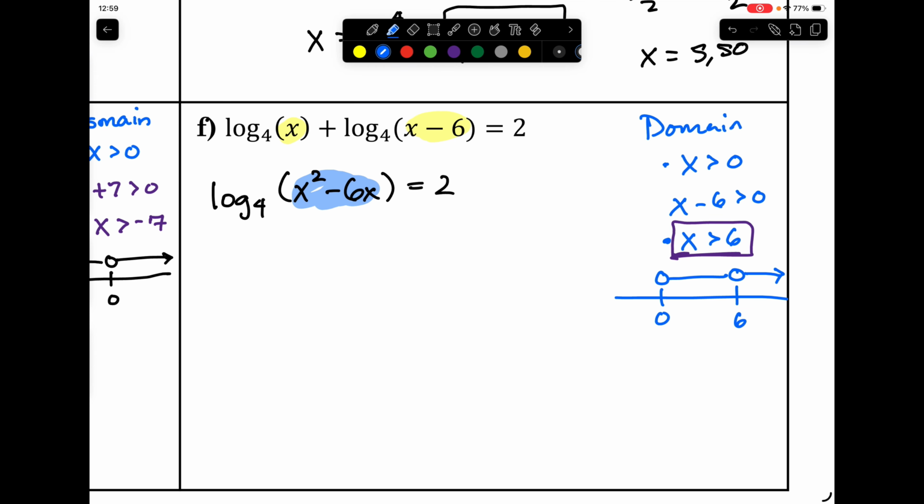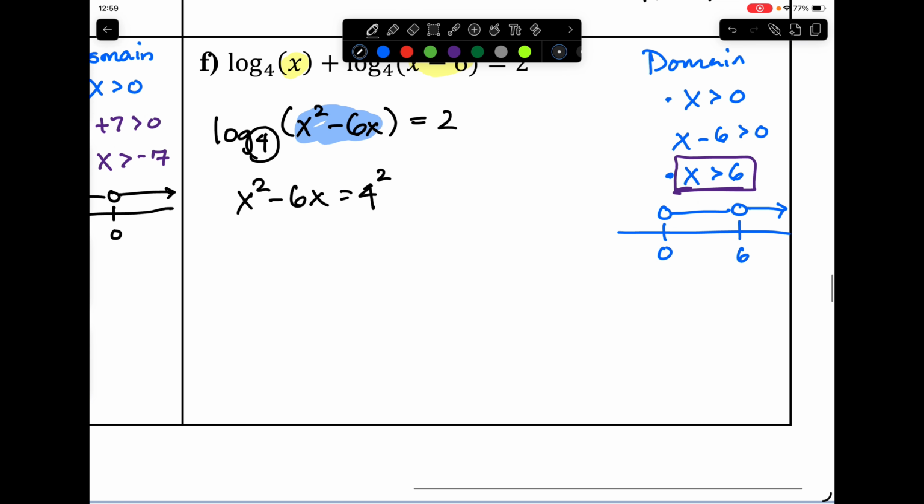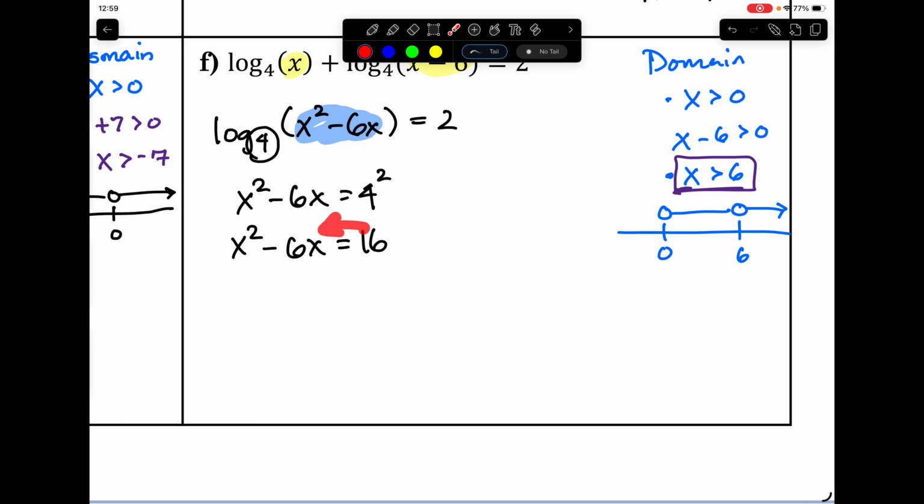That means that this will equal this base of 4 raised to the second power, which is a total of 16. And because this is a quadratic, x to the second power, to solve this we're going to move everything to the left side of the equation and set it equal to 0. So on the left side, the positive 16 becomes negative 16.